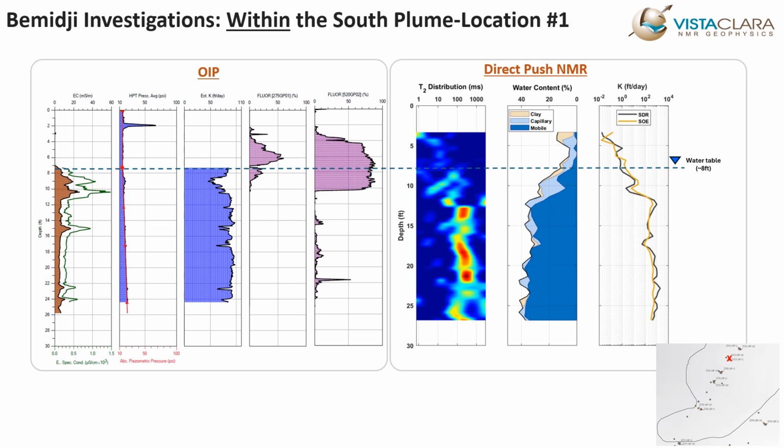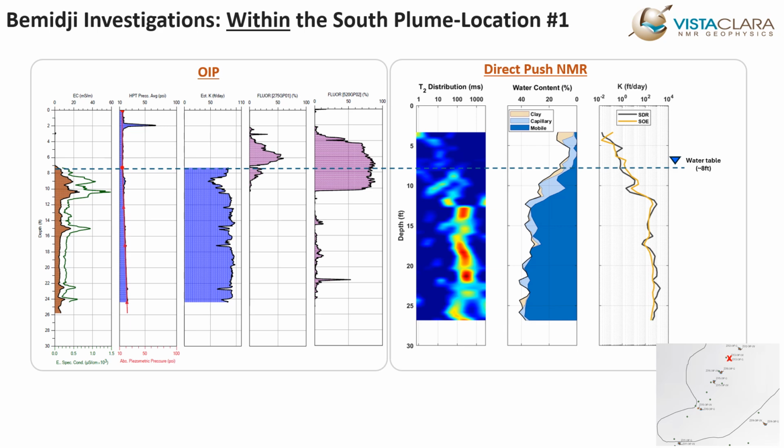So we were able to detect a very nice, very low noise signal, and a lot of mobile water content below 12 feet, but it's not very clear what's going on above the water table. From using that log, we can't really tell if there's any NAPL. And by the way, the location of this log is selected here in this map in the bottom right corner.